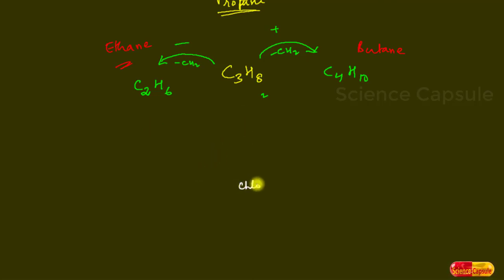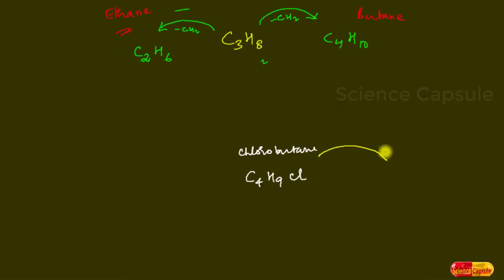Let me take chlorobutane. The chlorobutane molecular formula would be C4H9Cl. To find the next homologous series, add one CH2 unit. So in place of C4, C5, H9, 2 hydrogen need to be added, so C5H11Cl. To find the previous homologous series, subtract a unit of CH2.